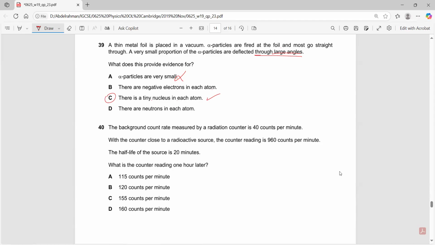Background radiation is counted at 40 counts per minute. With the counter close to the radioactive source, it's 960 counts per minute. The half-life is 20 minutes. What is the counter reading 1 hour later? So if you have a counter reading and a background radiation, you need to minus, divide, and then plus. Minus, divide, and plus.